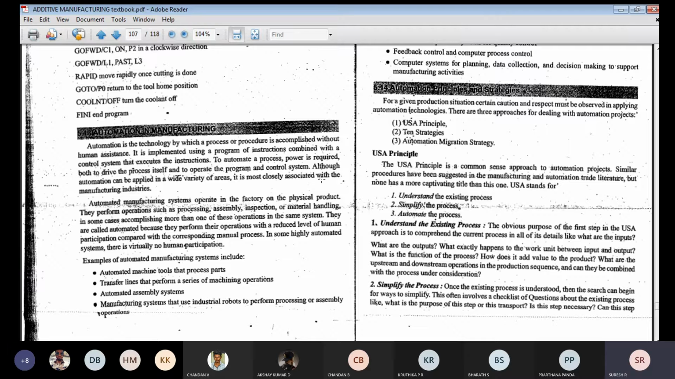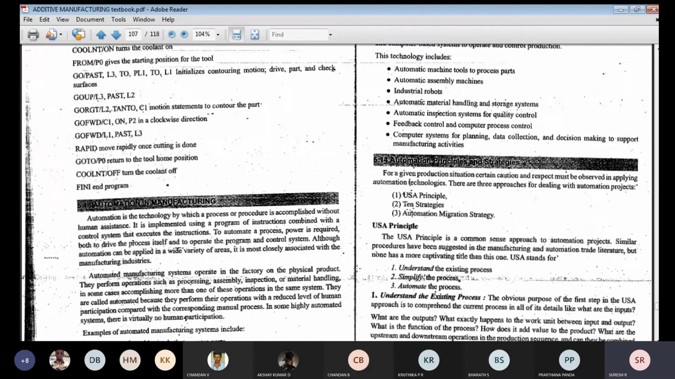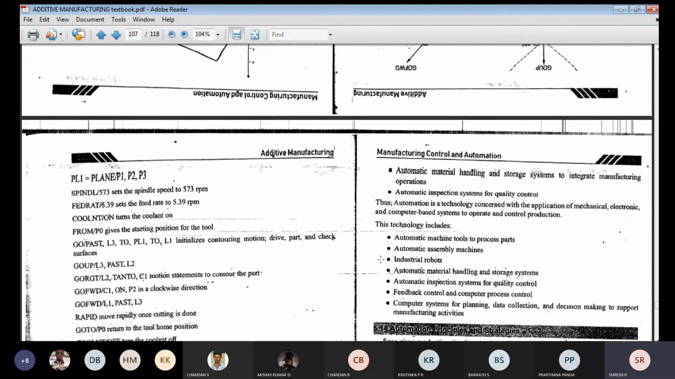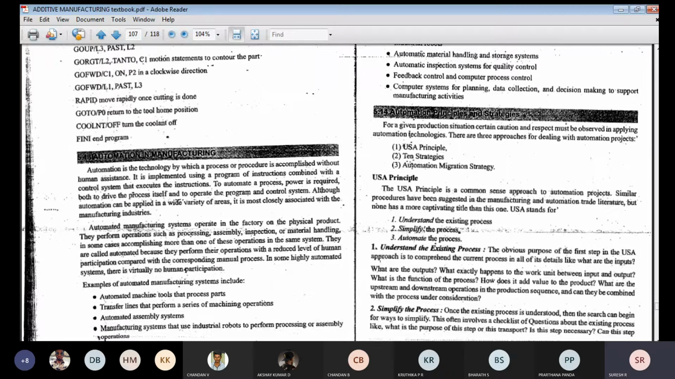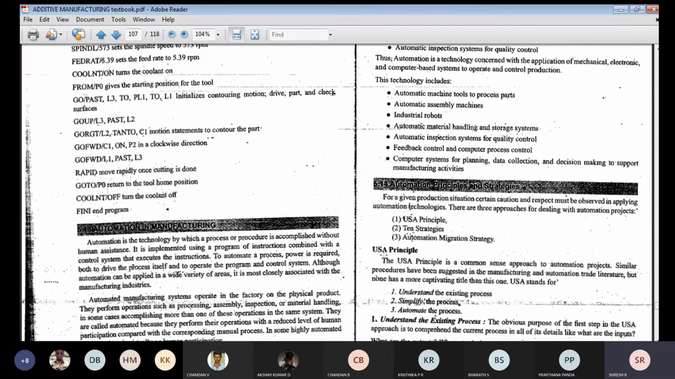Examples of automated manufacturing systems include automated machine tools that process the parts, and transfer lines that perform a series of machining operations by automation machines. Then automated assembly operation: when all the parts are available, it can assemble all the parts by itself. Next, a manufacturing system that uses industrial robots to perform processing or assembly operations. These are some examples of automated systems.